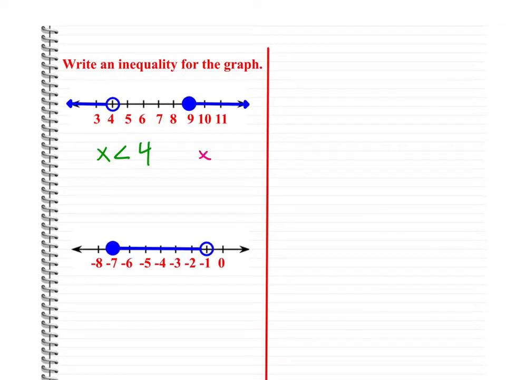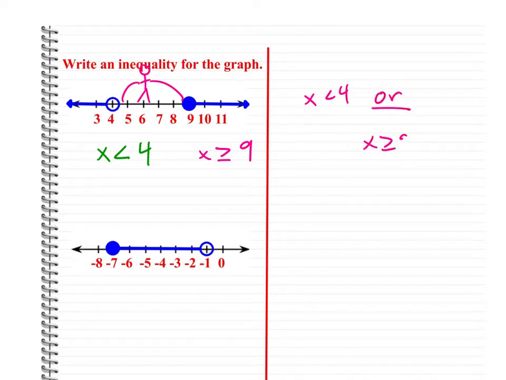Here, x should be greater than 9 because it's the sides that are bigger. But this is a closed dot, so I need to say greater than or equal to. It also includes 9. When I look at this, I see this is my rowboat oars. I could have a person sitting in the middle doing their rowing. So I know this is going to be x is less than 4 or x is greater than or equal to 9. So this is an or statement.